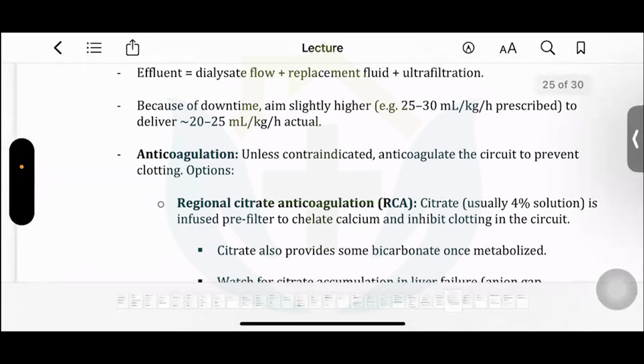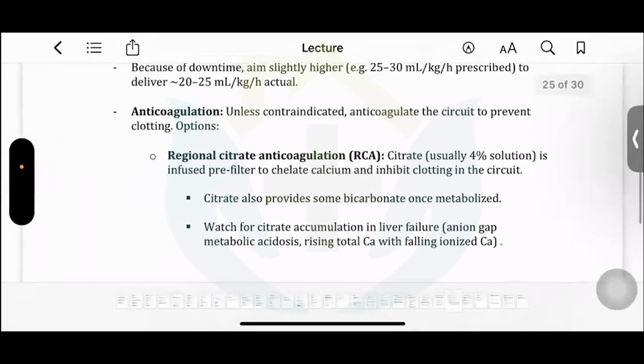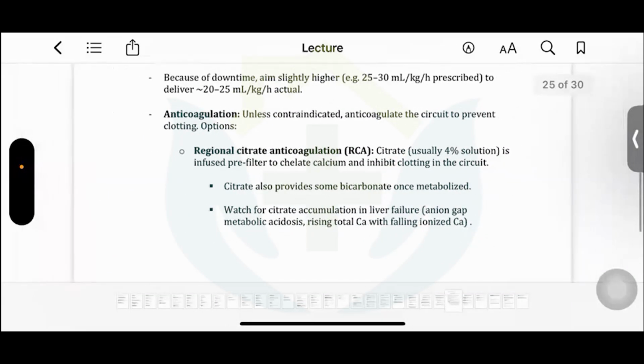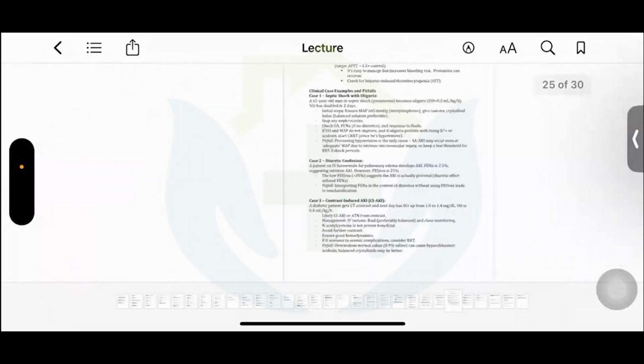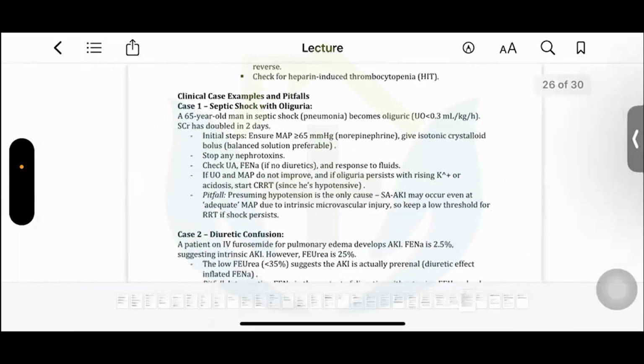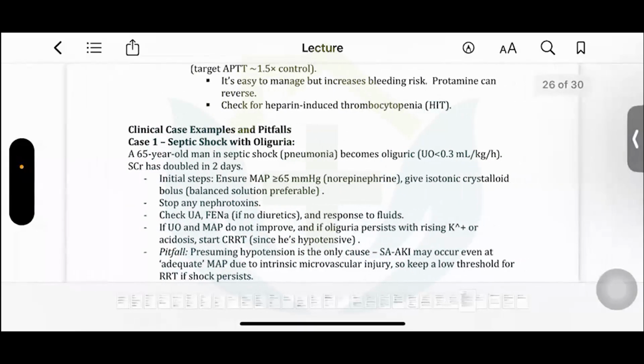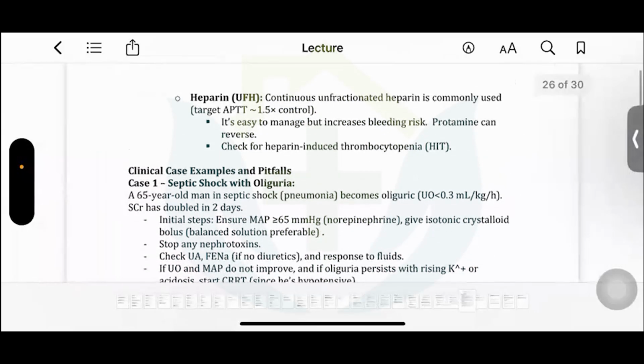Anticoagulation is very important. Regional citrate anticoagulation, that is RCA, is preferred these days, usually a 4% solution. The only problem is patients who have renal failure with liver dysfunction. So watch for citrate accumulation in liver failure. It can cause an anion gap metabolic acidosis, rising total calcium with falling ionized calcium. It is very, very important. Citrate excess is not a bother to us if the liver is healthy, because the liver will convert the citrate into bicarbonate. And of course heparin can be used.